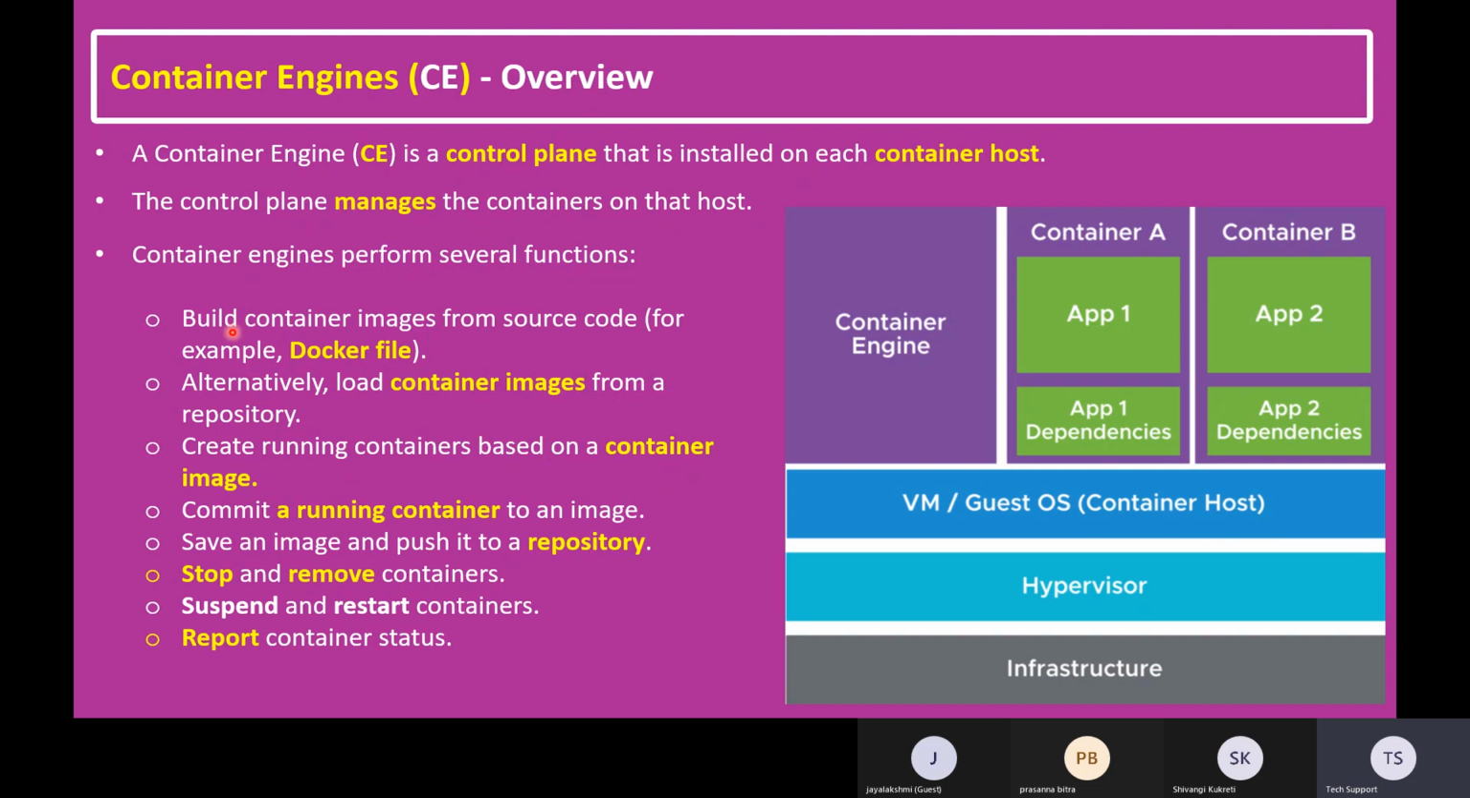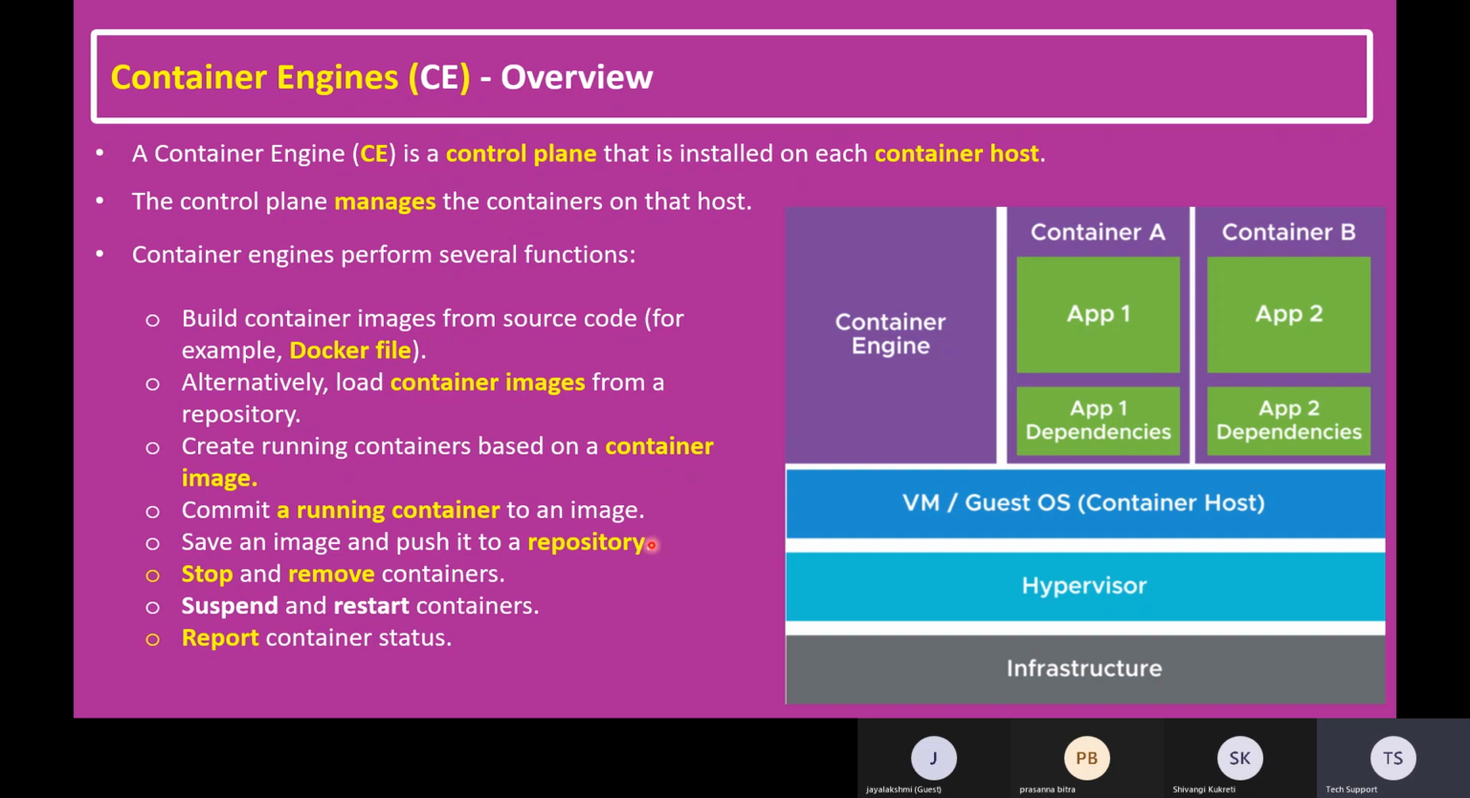What are those functions? Build container images from source code. Just now we talked about Dockerfile. If you want to move Docker file images to containers, the main key role is the container engine. Alternatively, load container images from a repository. So you can load your container image either from an image repository, or you can build from a Dockerfile, and create running containers based on a container image. We talked about the container image, it's like an ISO file or any other image. And commit a running container to an image, save the image and push it to a repository.